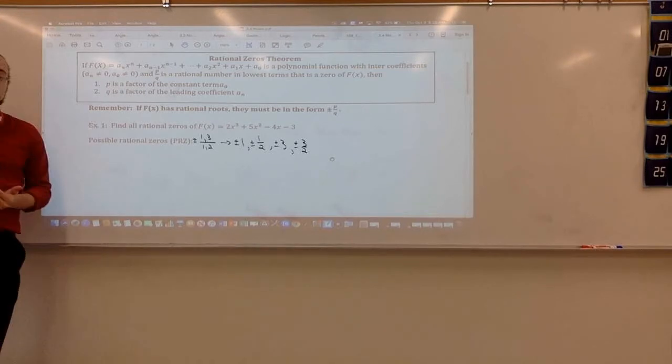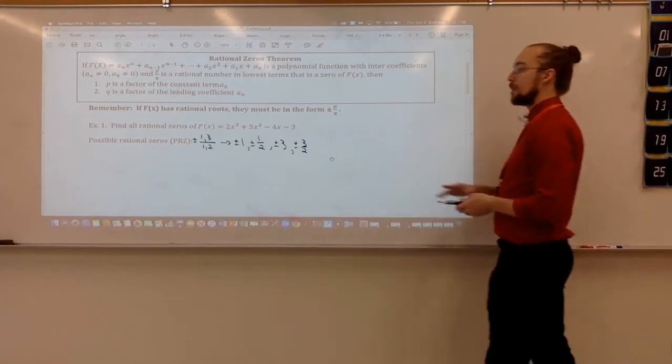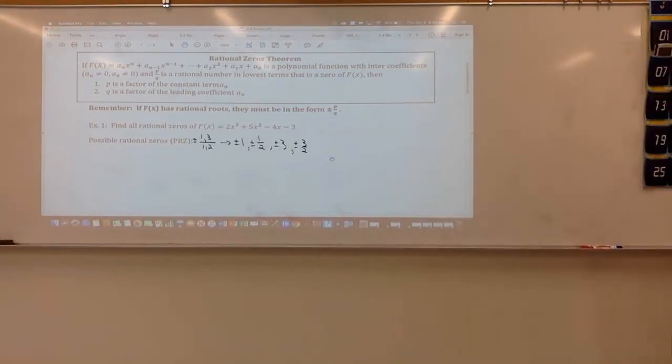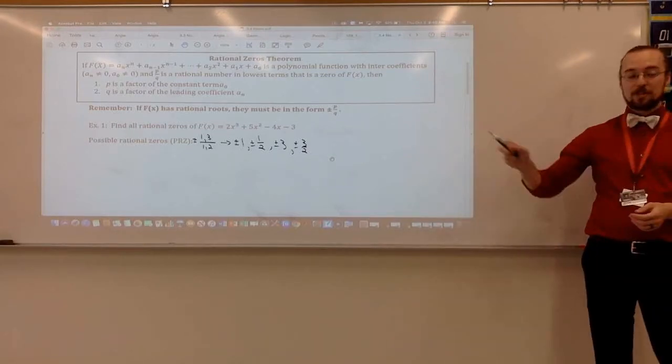To actually find them, we're going to use our graphing calculator to help us. So go ahead and in your y equals, type in this polynomial here. Type that polynomial into y equals and calculate.